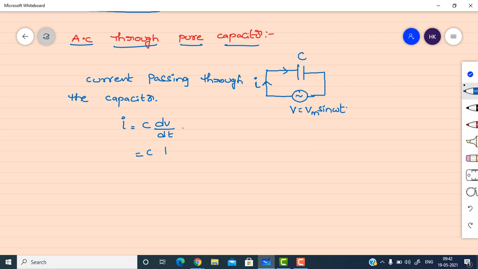I is equal to C into dV by dt. This is the current passing through the capacitor. So in this equation we have voltage. So in place of voltage, substitute this voltage equation Vm sin omega t. Here Vm is a constant value. You can bring it out.